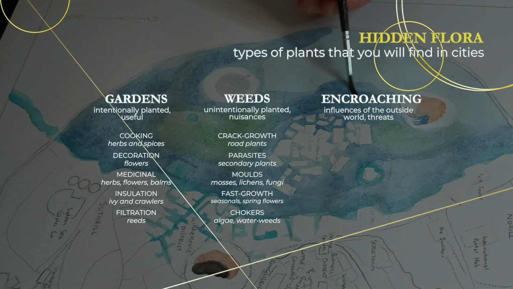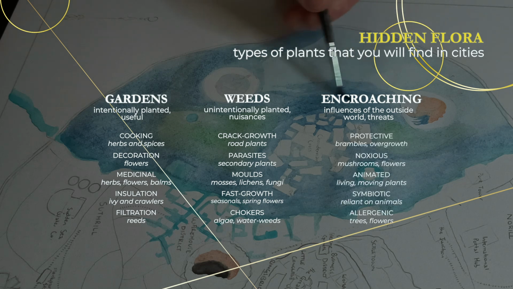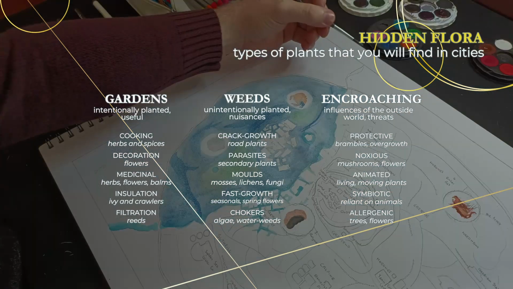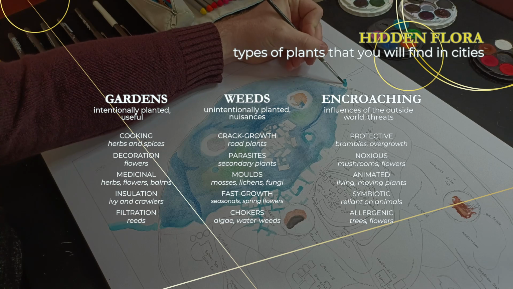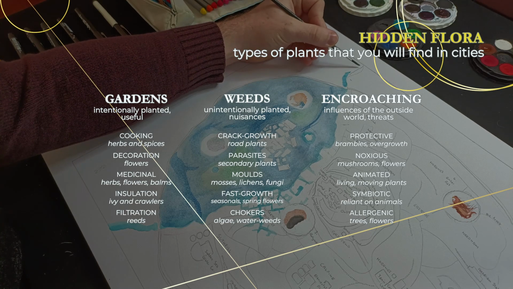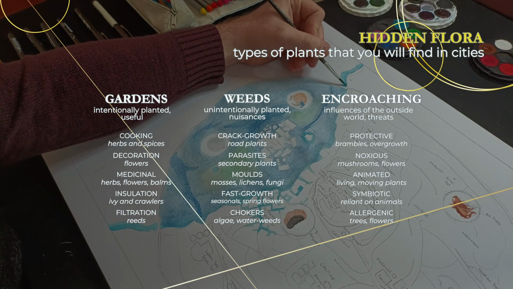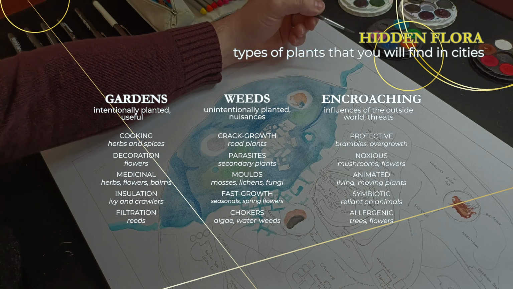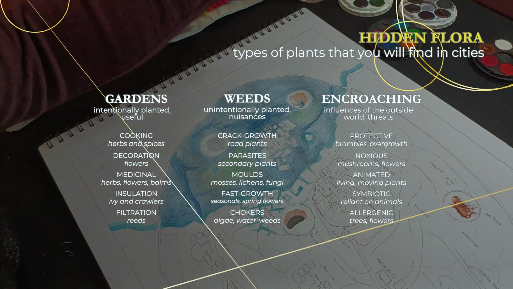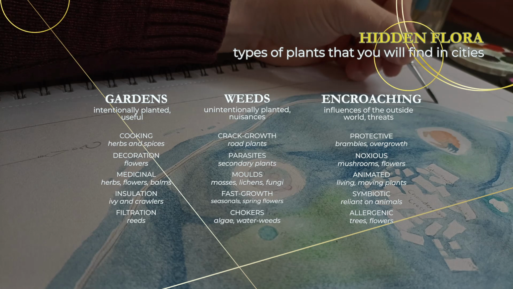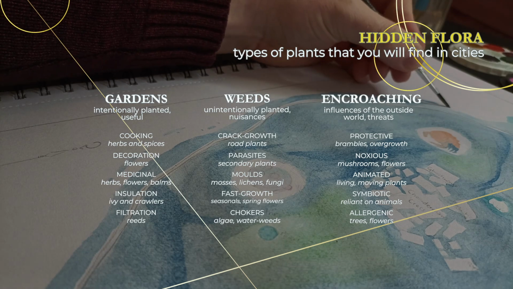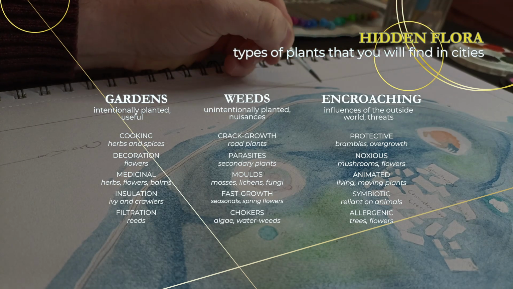And the encroaching one is interesting as well. We've got a portion of the city that has an encroaching biome on it. Those are plants which come from the outside, which can't be controlled. Weeds can be stepped over or just pulled out. Encroaching plants provide more of a problem. These are protective plants like thorned plants. They can be noxious or toxic. They can be animated plants or symbiotic plants which have a relationship with animals, or they can be allergenic, which I would consider to be an encroaching problem, even though it exists in most of our real-world modern cities.